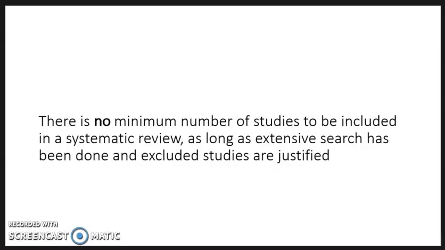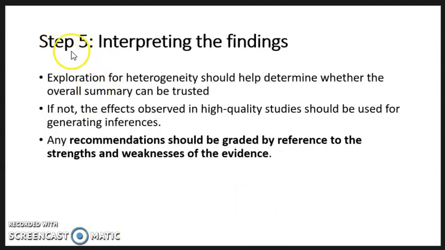And I've mentioned to you that there is no minimum number of studies to be included in a systematic review, because, as I mentioned just now, there are many reasons why you can exclude the articles that you search. But you need to justify why you excluded those studies. And step 5 is interpreting your findings from your summary table. So from the discussion, you can come up with your conclusion.